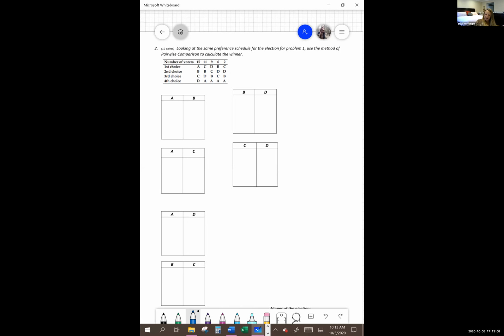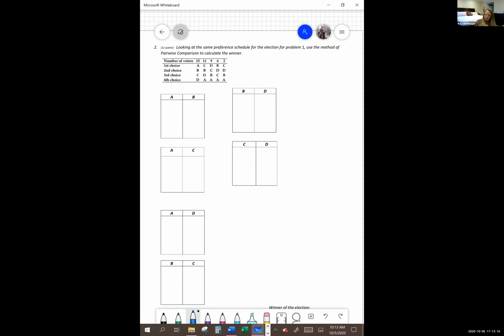Okay, so looking at the same preference schedule, which is listed again, for the election for problem 1, use the method of pairwise comparison to calculate the answers. So this is where you have to go through and compare each one. Looking at each column, is A ahead of B or B ahead of A? Let's just circle whoever is ahead in each column for A and B.